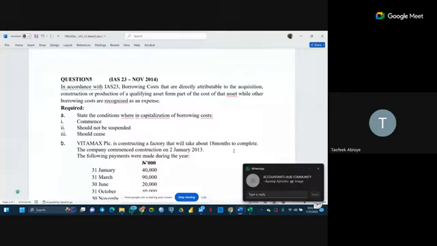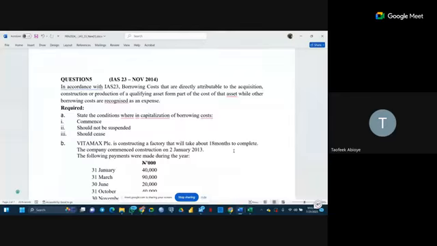Then we have, when should it be suspended? When significant development is interrupted or stopped. Thank you very much for that.